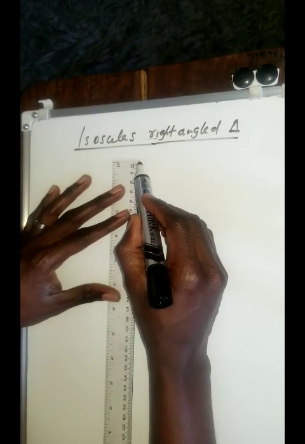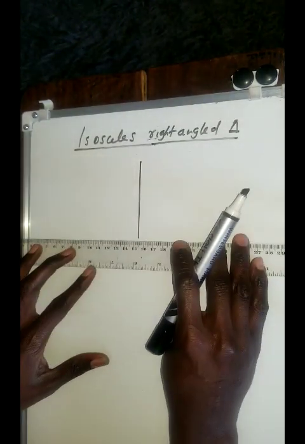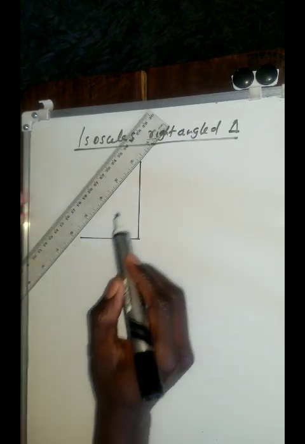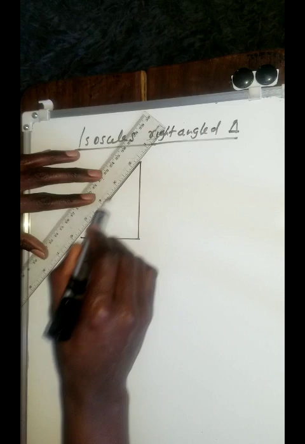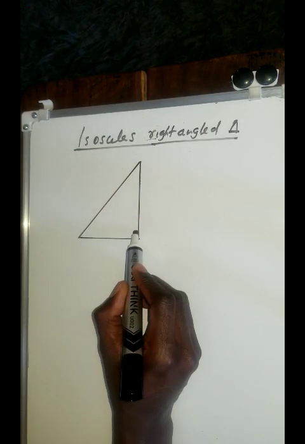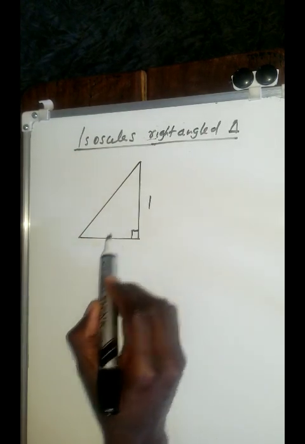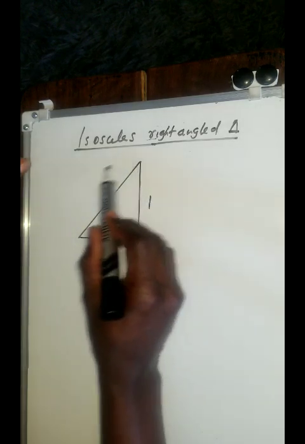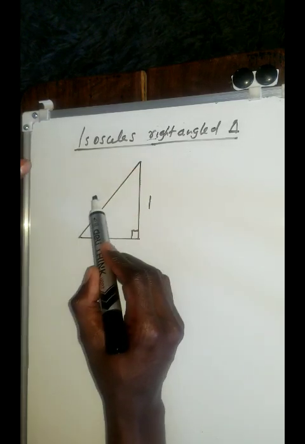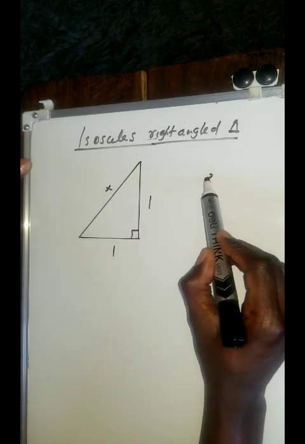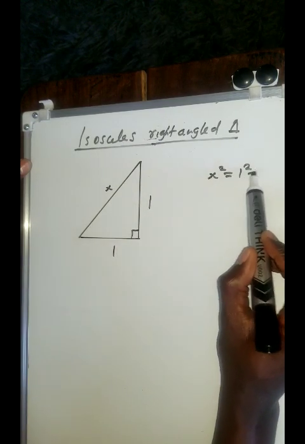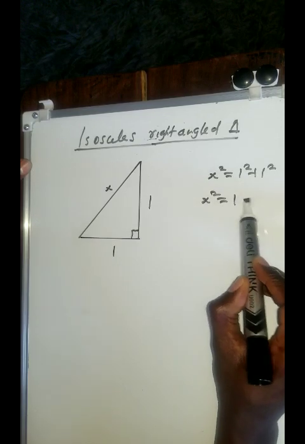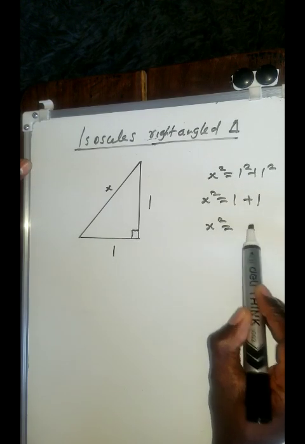Now let's imagine that this isosceles right-angled triangle has got sides of length 1, just 1 unit in this case. So that is a 90 degrees, that is a 1, that is a 1, and this is representing, if you use your Pythagoras theorem, you can get the longest side. If that is x, x squared would be equal to 1 squared plus 1 squared. So x squared would be equal to 2.